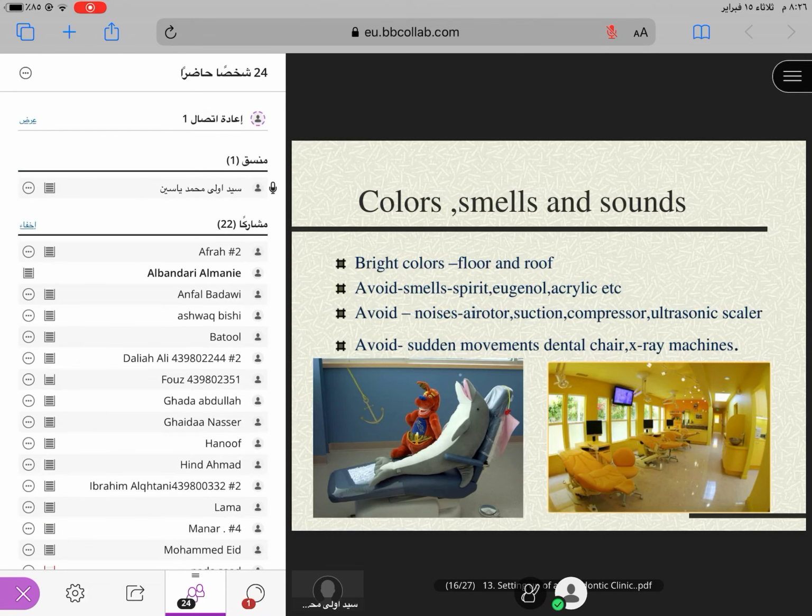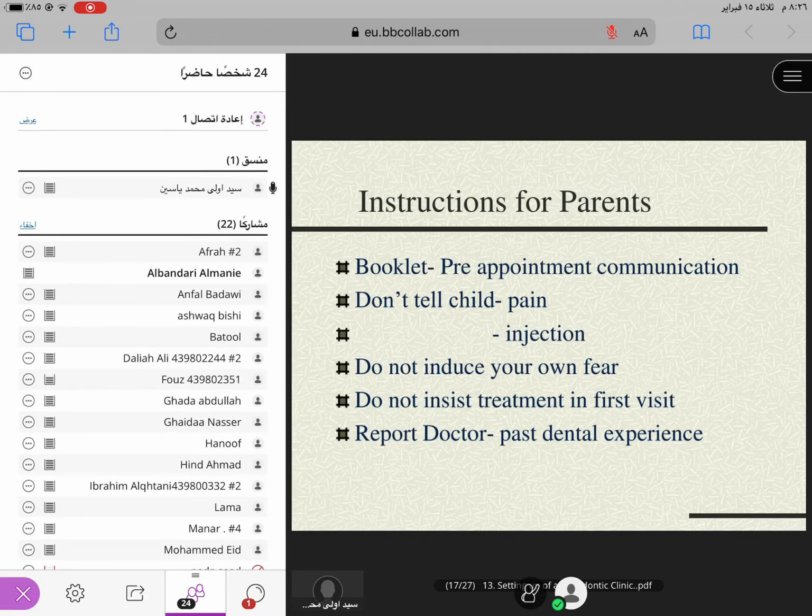Apart from that, whenever you're working on the patient, never make sudden movements of the dental chair, suddenly raising the chair, suddenly reclining the chair. The child feels insecure. Once they feel insecure, they become more uncooperative. So whatever you want to do, follow the tell-show-do technique. Tell the patient that you are going to do this, and do it slowly. Make it in a funny way so that they accept it, and so that you can deliver quality dental care.